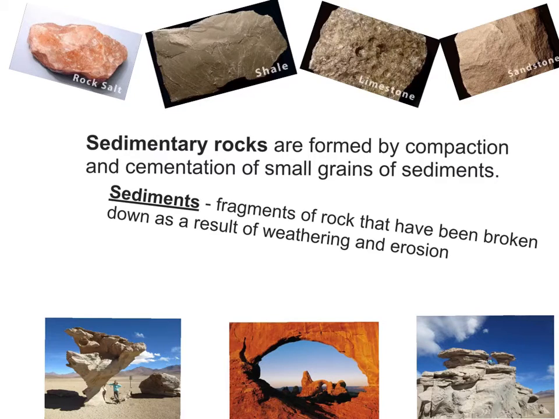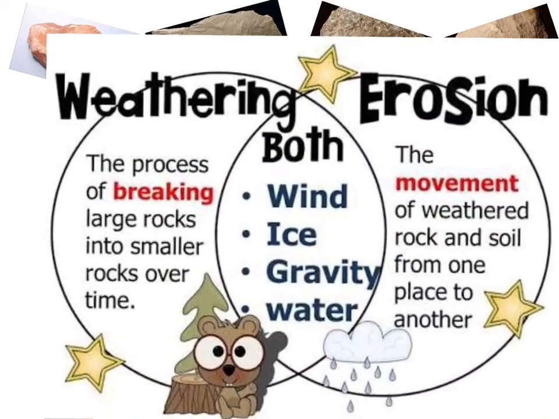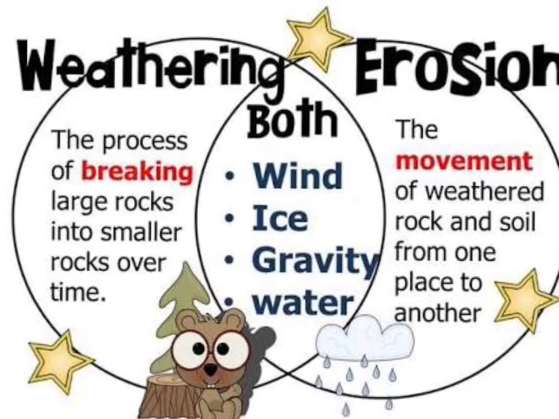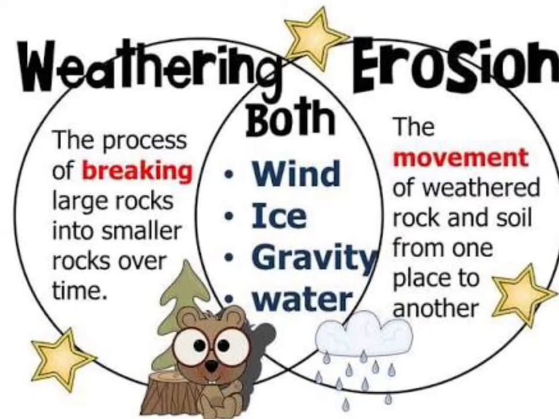You've already learned about the processes of weathering and erosion in geography class. Just how you can see that all our subjects actually link together. But if you need a refresher, here's a little Venn diagram that shows us what both of them are. So they are different processes. So weathering is actually the breaking down of the rocks into the smaller parts.